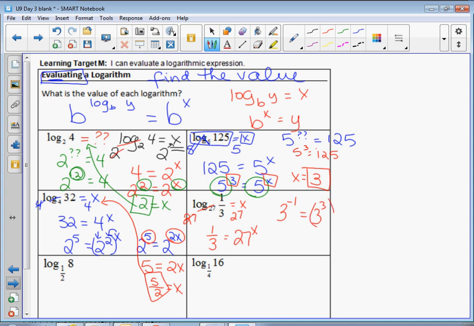I know 27 is 3 cubed. I'm going to take that and raise that to the x power. So I just changed the way I wrote 27. 27 is 3 cubed. So 3 to the negative 1 equals 3 to the 3x. So just take your exponents and set them equal to each other. Negative 1 equals 3x. Negative 1/3 equals x. The value of my log is this negative 1/3.